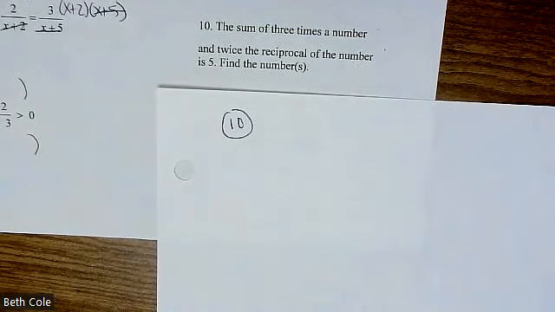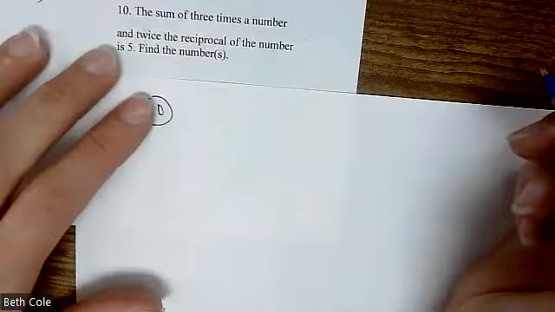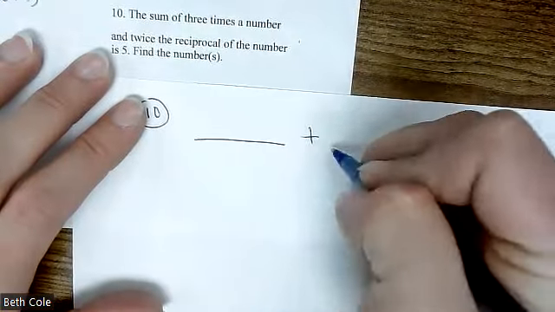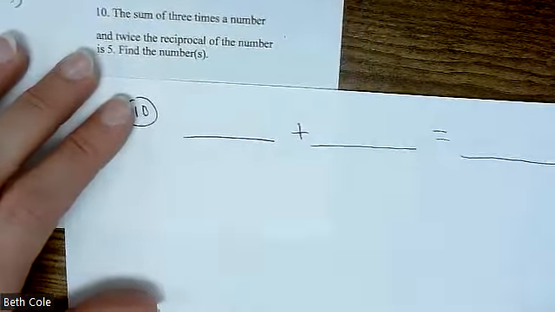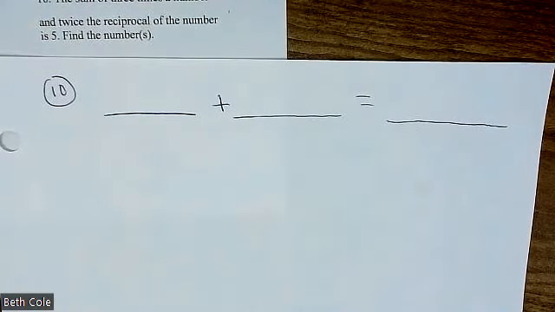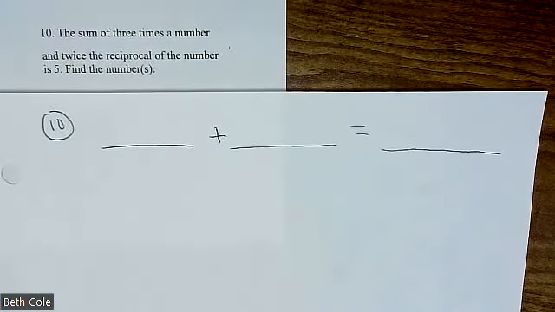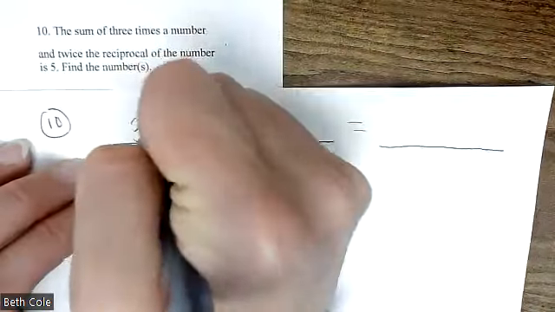Number 10 says the sum. All right, what does sum mean? Adding. So look, if you want to set it up, you're going to have something plus something equals something. If that helps you to just have blanks there, like, hey, we're going to add 2 things together, and then you can just fill it in. So it says the sum of 3 times a number. How would you put 3 times a number? 3x.